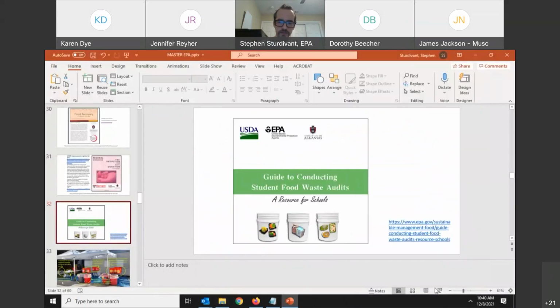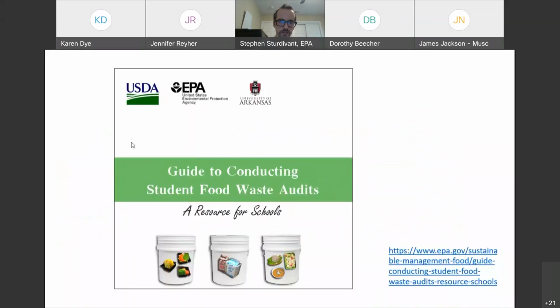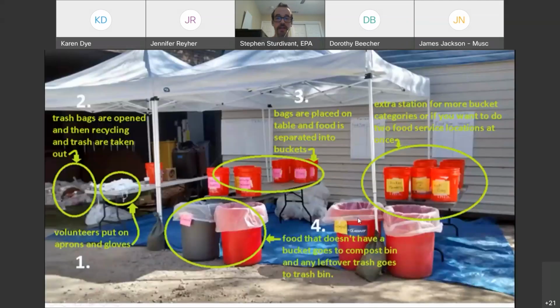Okay, let's jump back into the PowerPoint real quick. We're almost done. So that's the audit guide. Super fun. Now, if you don't want to do a full-on food waste audit with a bunch of volunteers, maybe you can't get the volunteers or approval to do it during the lunch period, or maybe you want to social distance, there is a second option.